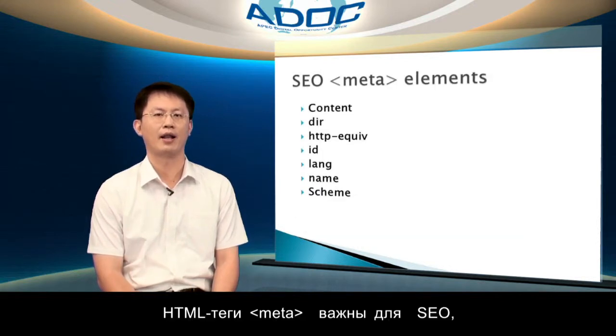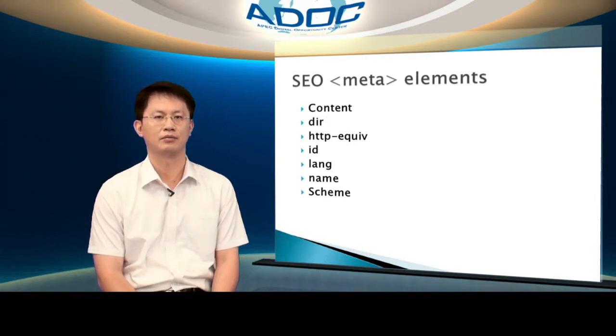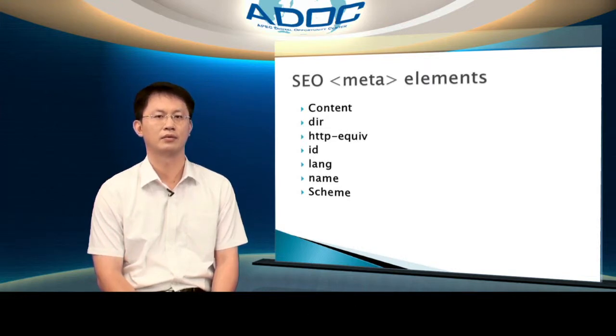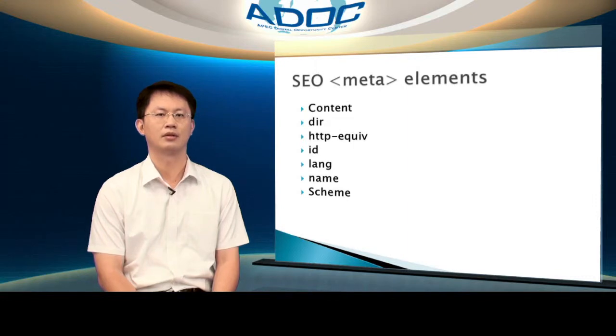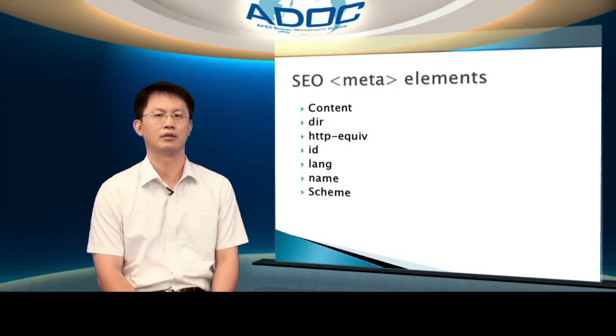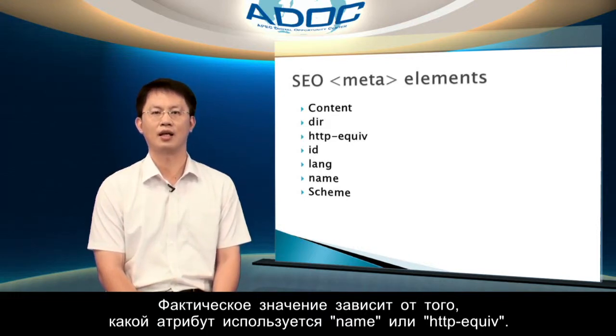And HTML meta elements are important for SEO because such elements let you give the search engine the keywords you want to be connected to and the descriptions of your page. Here are attributes of the meta elements. Content: a required attribute giving the content of a name-equals-value pair. The actual value you use depends on whether you are using the name or the http-equiv attribute.